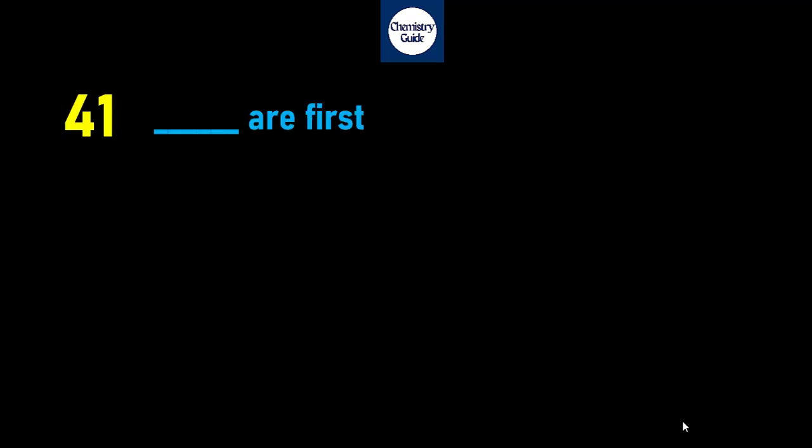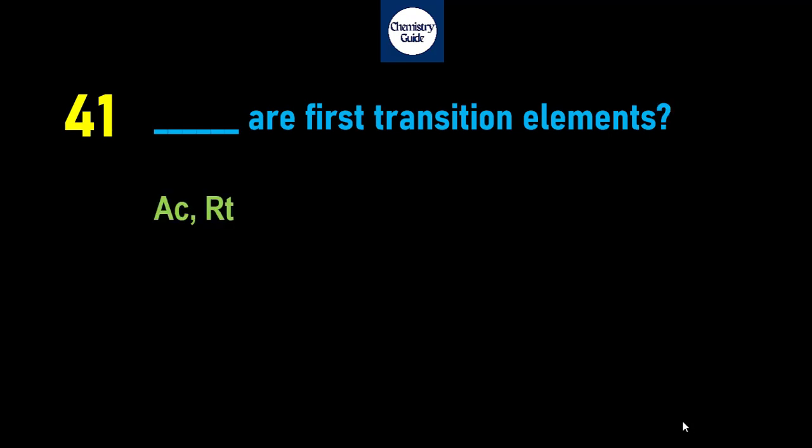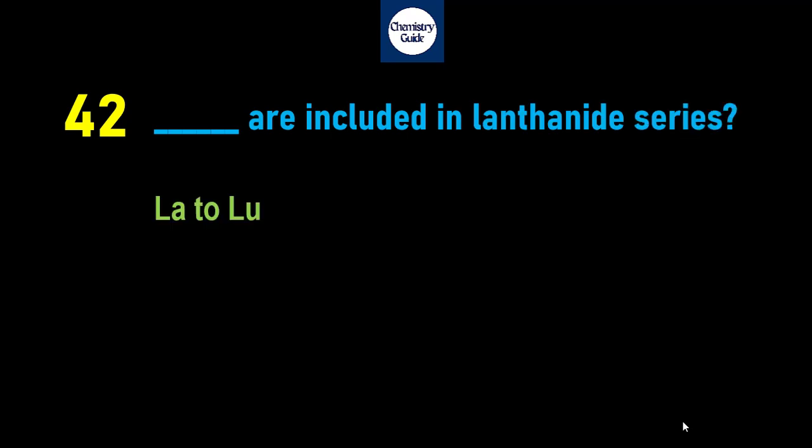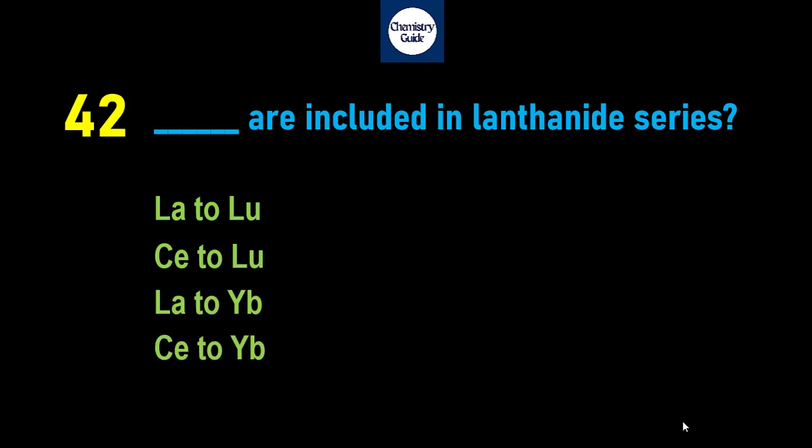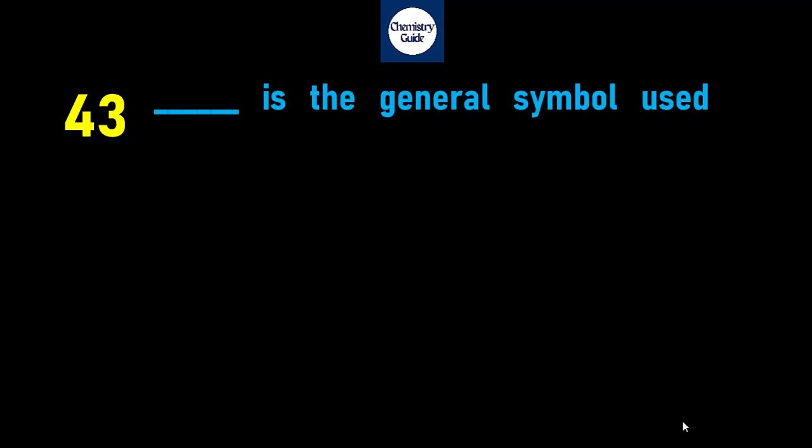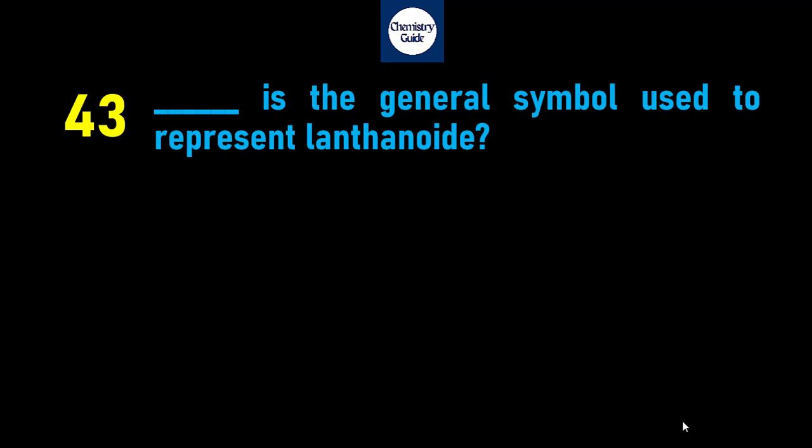MCQ number 41: dash are first transition elements: Ac-Rt, Ac-Re, Rf-La, Y-Rf. So the right answer is Ac-Rt. MCQ number 42: dash are included in the lanthanide series: lanthanum to lutetium, cerium to lutetium, lanthanum to yttrium, cerium to yttrium. So the right answer is cerium to lutetium. MCQ number 43: dash is the general symbol used to represent lanthanoid: Ln, La, Le, Li. So the general symbol is Ln.